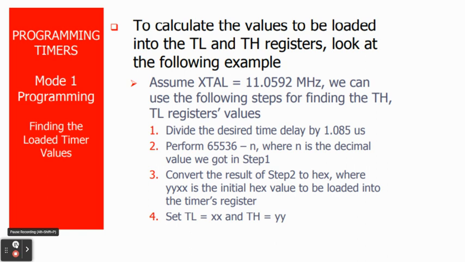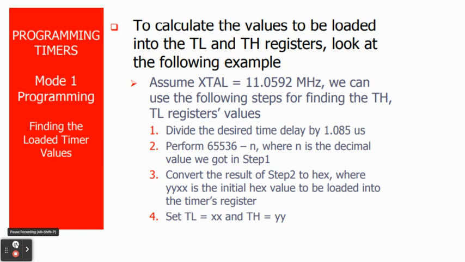But when you subtract that from 65,536, the answer would be 65,000 minus 900,000 something. Then the answer would be negative, right? So you cannot use 1 million divided by 1.085 microseconds. So the solution to this is you have to come up with another time delay.